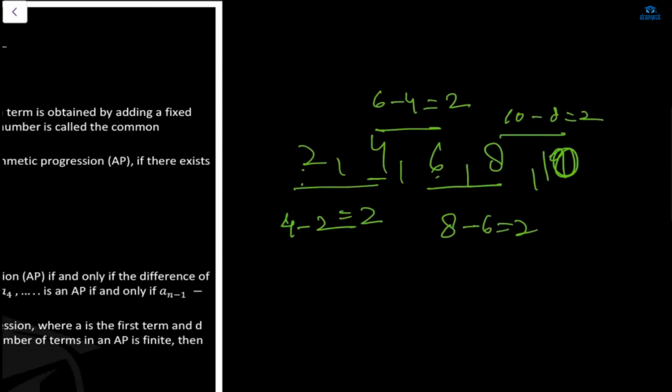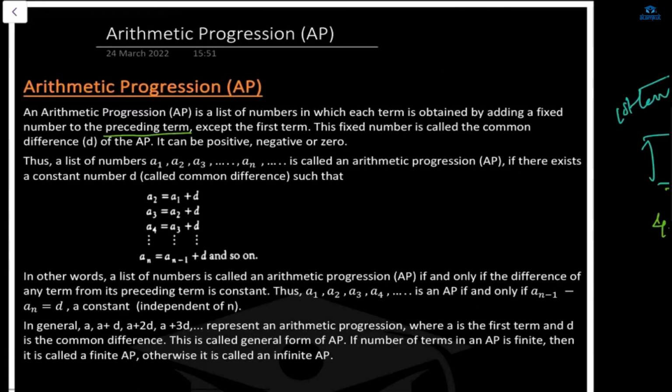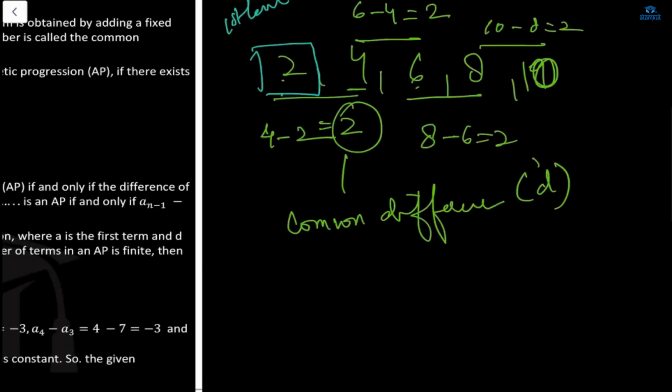When you are asked whether it is an arithmetic progression or not, you need to find the difference between all consecutive terms, like 2 and 4, then 4 and 6, then 6 and 8, and 8 and 10. If they all have a common difference, then it is called an arithmetic progression. This number is called the common difference and is represented by D, and the first term of the series is called the first term. Understood?